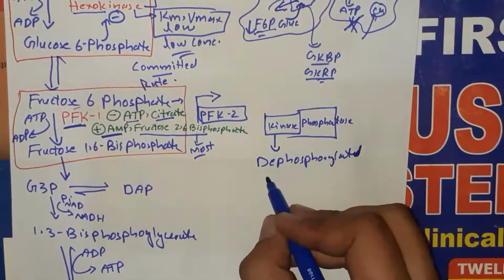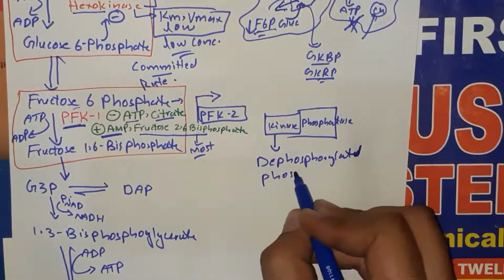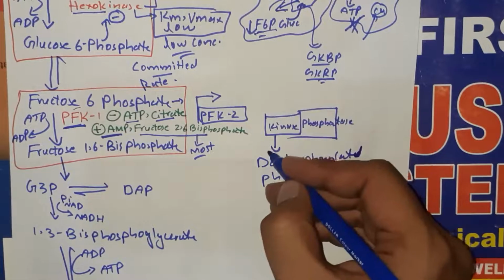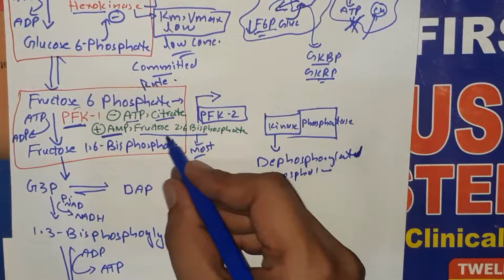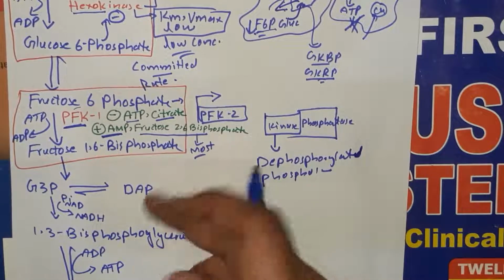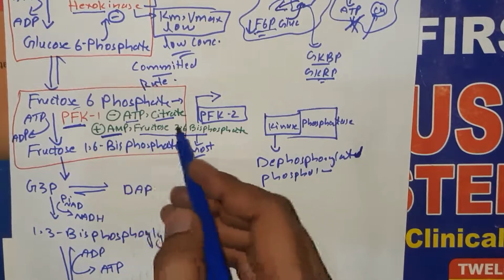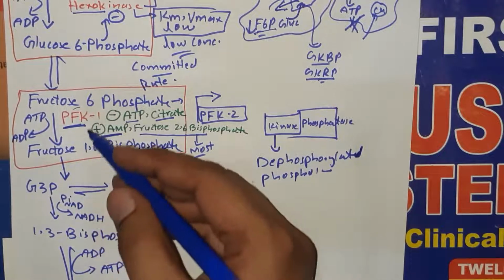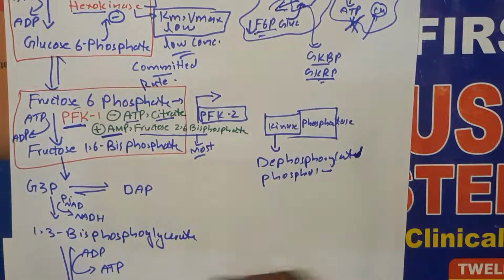When it is phosphorylated, what happens? It becomes inactive, and when it becomes inactive, fructose 2,6-bisphosphate is not formed. As a result, the stimulatory effect of it on phosphofructokinase 1 is removed, and when this effect is removed, the rate of glycolysis falls.